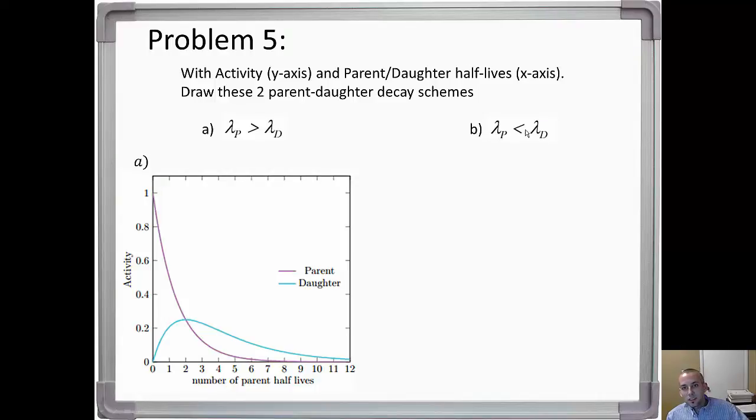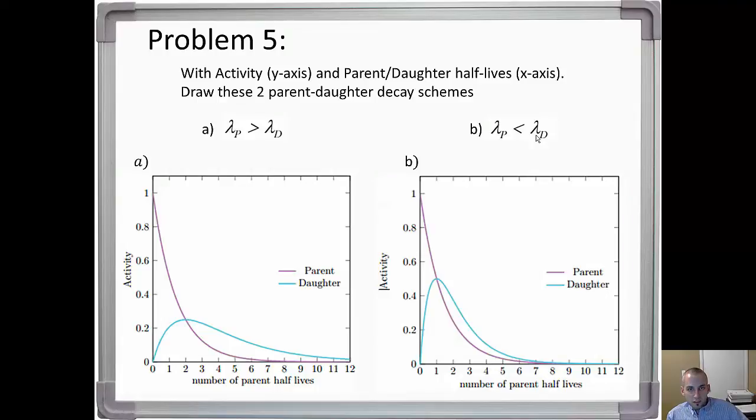The decay constant of the parent is less than the decay constant of the daughter. So if I wanted it in terms of half-lives, switch the inequality. The half-life of the parent is greater than the half-life of the daughter. So it would look like this. Look with respect to the x-axis, number of parent half-lives. You know, it's quite a difference.